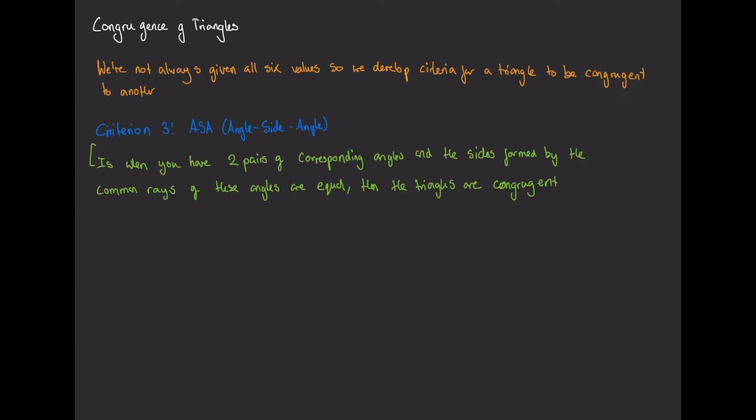While we've done 2 criteria, there is in fact one more that we still have to look at, and that would be Criterion 3, angle, side, angle. This is a very interesting one because people often don't pick up on it as much as the other two, as it's not as obvious. Criterion 3 is basically when you have 2 pairs of corresponding angles and the side formed by the common rays of these angles is equal, then the triangles you're considering in your question are congruent.